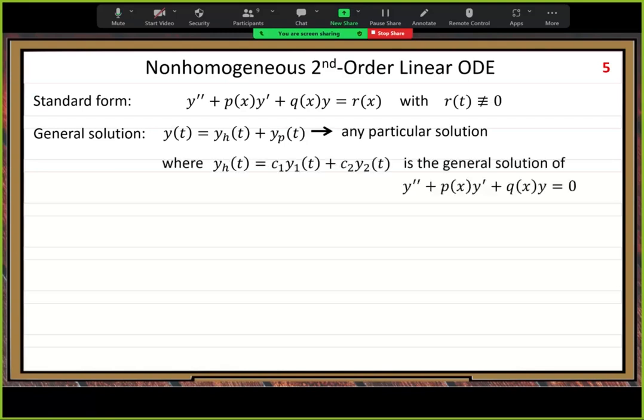So YP is any particular solution. Only one. We only need one. And YH is C1Y1 plus C2Y2, the general solution for the corresponding homogeneous equation. So if we can find a solution, yeah.